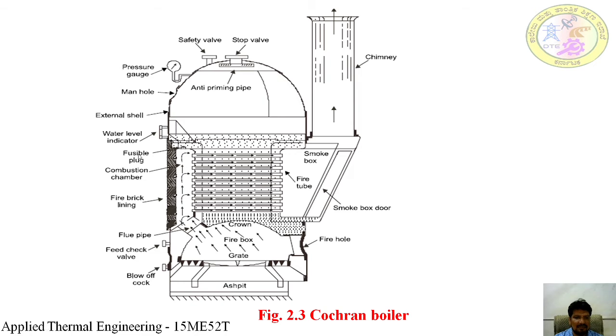The fusible plug is always located just above the combustion chamber in fire tube type boilers. And this is the combustion chamber. This is the brickwork wall, set up as fire brickwork lining so that the heat cannot transfer outside.